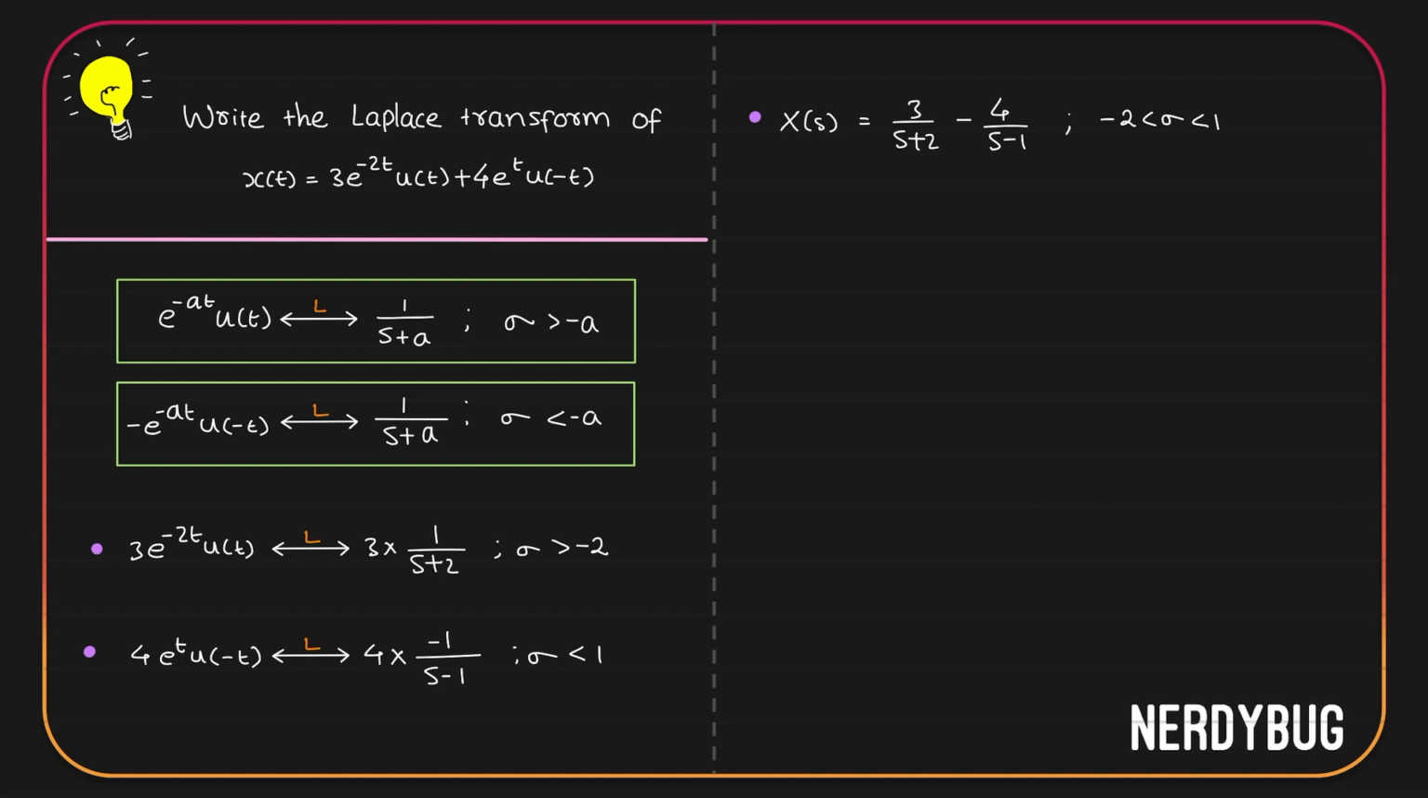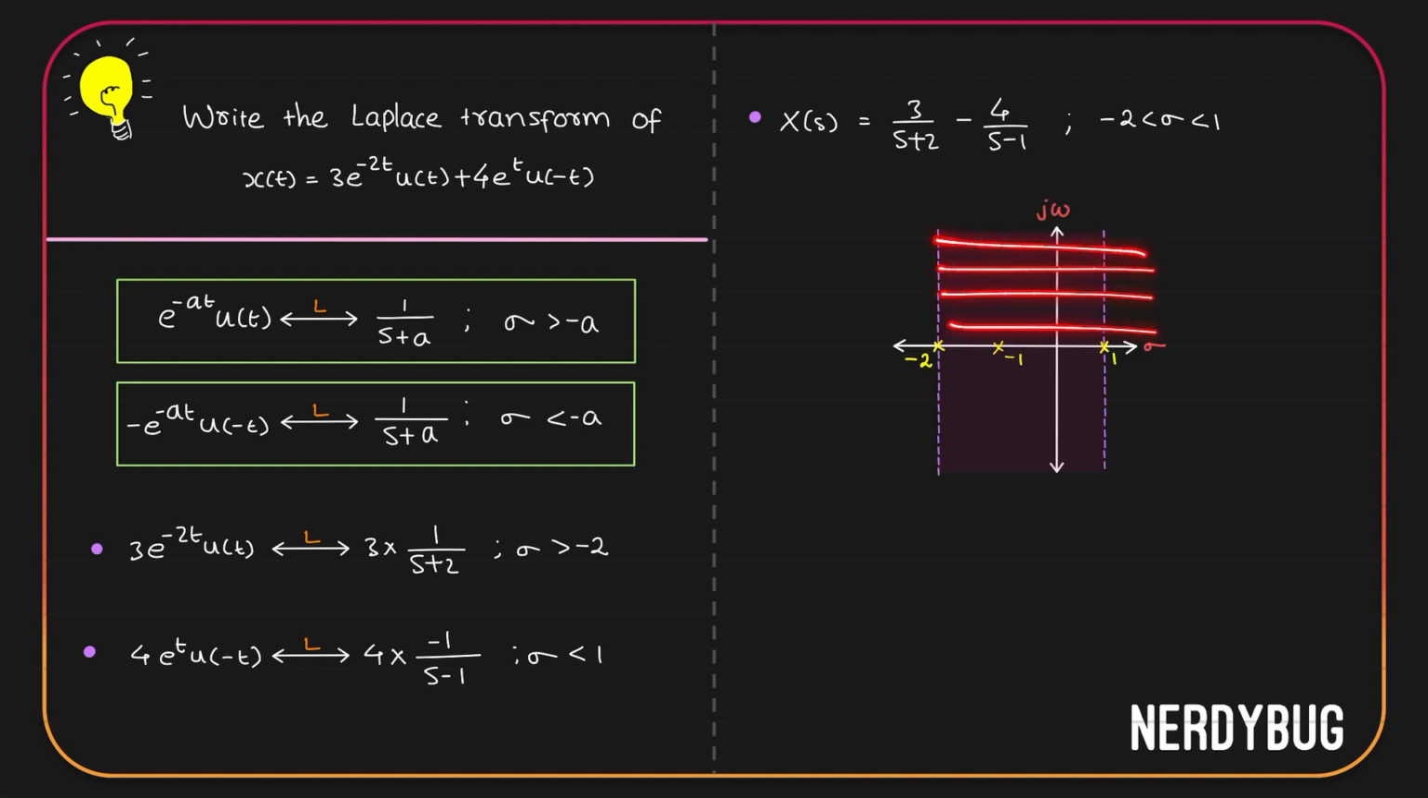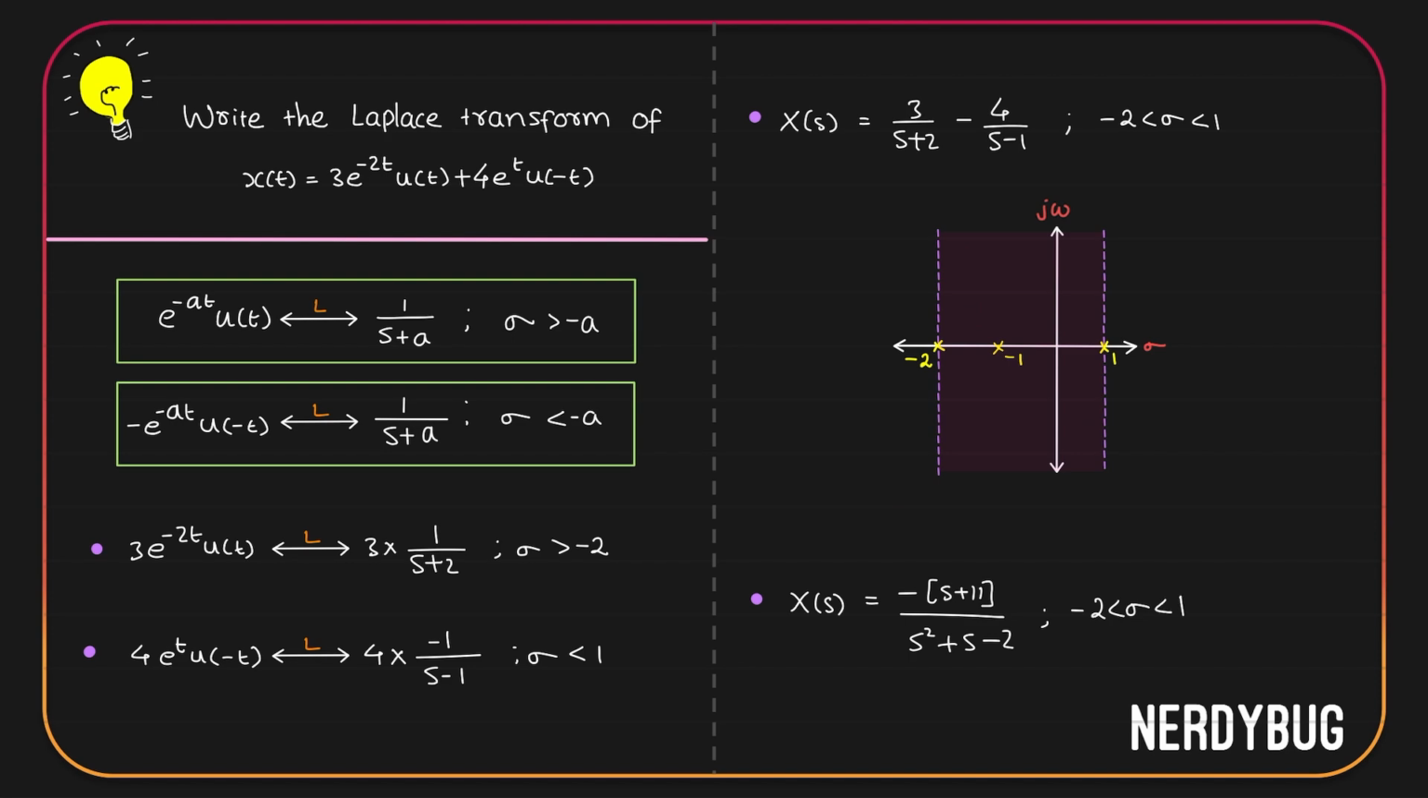We can show this on an S-plane like this. The first part converges for every sigma that is greater than minus 2, and the second part converges for every sigma that is less than 1. So the common region is between minus 2 and 1. We can add these two to show the final x of s. If you do that, you will get x of s is equal to minus of s plus 11 divided by s square plus s minus 2, and ROC is minus 2 less than sigma less than 1.